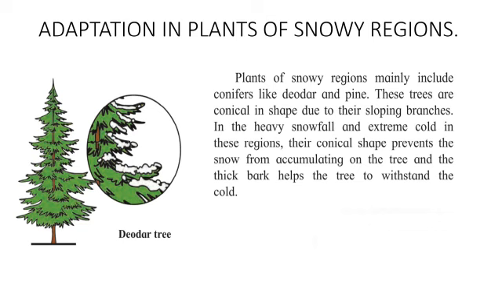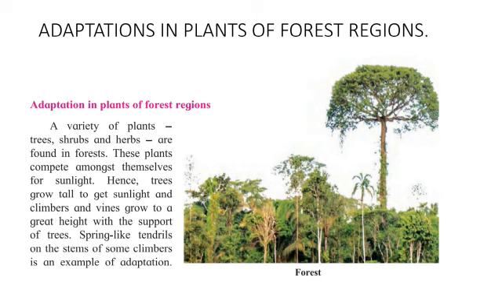Now we will see adaptation in plants of forest region. A variety of plants, trees, shrubs, and herbs are found in forests. These plants compete amongst themselves for sunlight. Hence, trees grow tall to get sunlight, and climbers and vines grow up to a great height with the support of trees. Spring-like tendrils on the stem of some climbers is an example of adaptation.